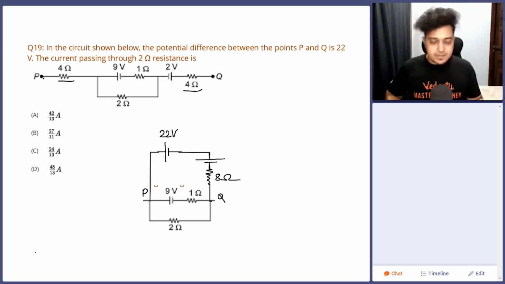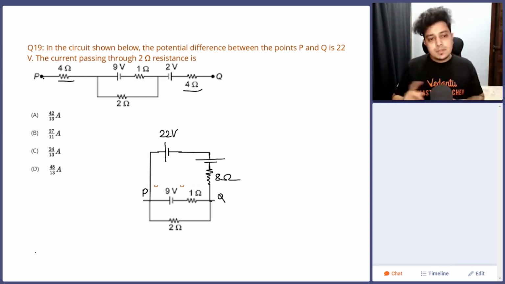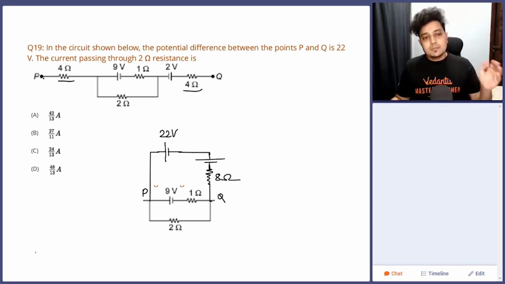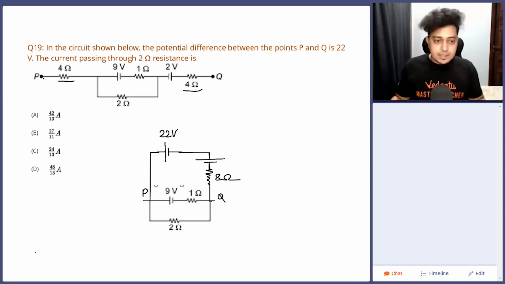Okay, fine. Shifted. So you connect P and Q. Resistance will add up to 448. Between PQ, you put a battery, and P is at higher potential, Q is at lower potential, and that potential difference is 22.